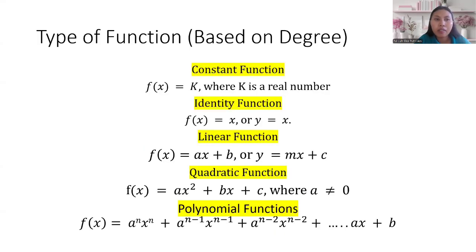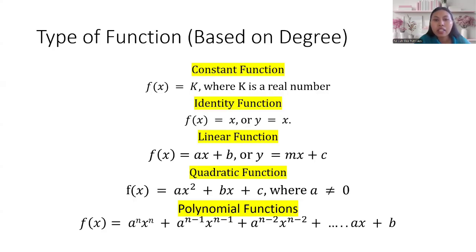Okay, then I have types of function based on degree. Now, first, constant function. A constant function is an important form of many-to-one function. In a constant function all the domain elements have a single image. Now, the constant function is of the form f of x equals k, where k is a real number.